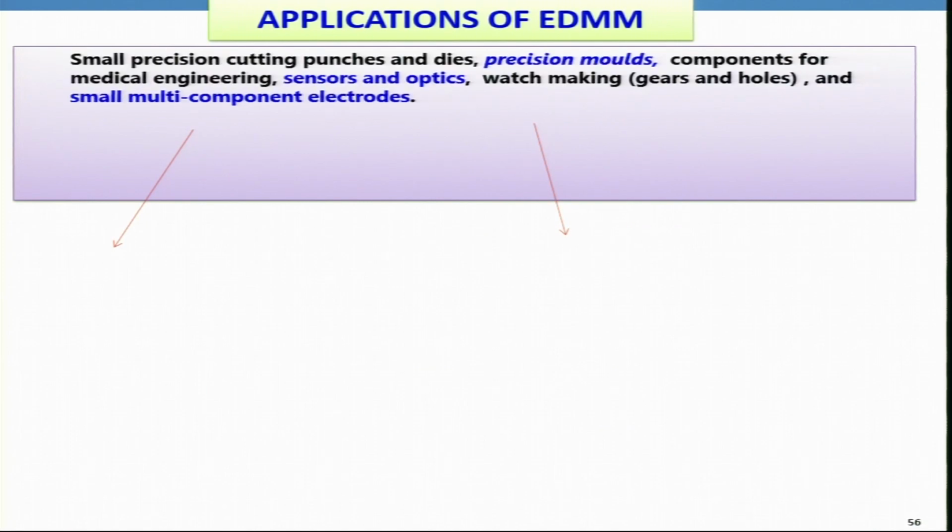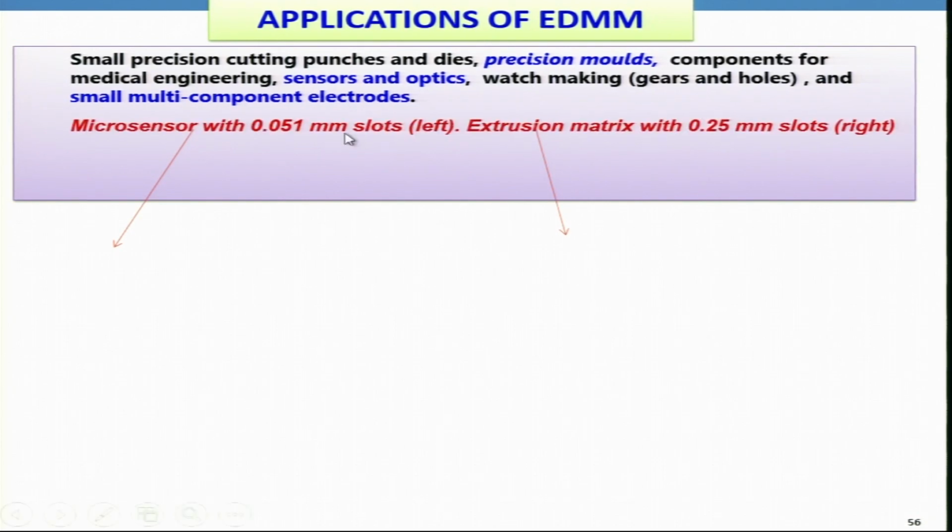Applications of EDMM: small precision cutting punches and dies, precision molds, components for medical engineering, very important applications, sensors and optics, definitely in micron size, watchmaking, gears and holes, and small multi-component electrodes. These are some of the important applications of EDMM process.